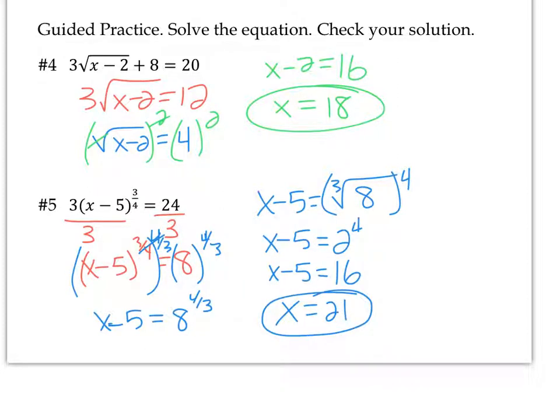So know how to isolate the radical expression or the expression with a fractional exponent, and how to work with eliminating those radicals or fractional exponents to get equations you can solve. And be sure to get in the habit of checking those answers, plugging them back into the original equation, always the original one, so you can see if the answer you got is right. And if not, find where you may have made a mistake so you can go back and correct it.